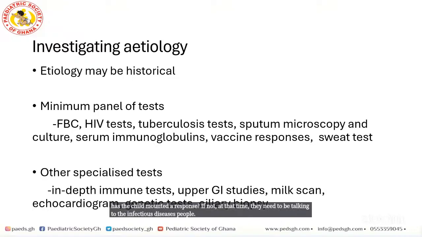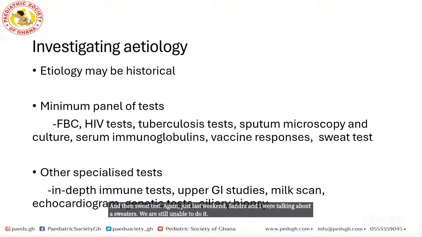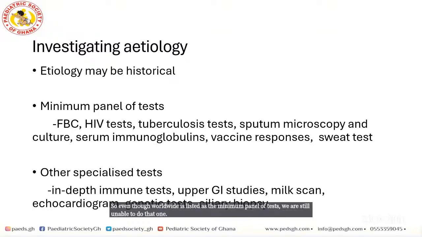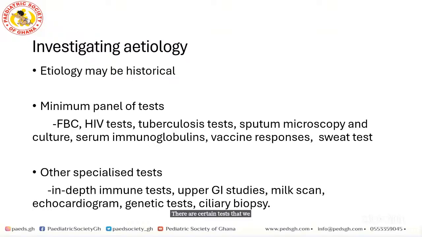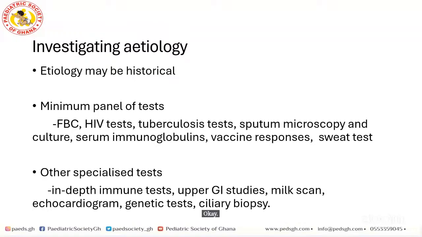And then sweat test. Again, just last weekend, Sandra and I were talking about a sweat test. We are still unable to do it. So even though worldwide it is listed as the minimum panel of tests, we are still unable to do that one. But there are certain tests that we can use in lieu of the sweat test. But I would just like to emphasize again that at this point, or even before you get to this, once you do your full blood count, HIV, TB test, okay, please begin to talk to a pulmonologist or at least a pediatrician. Then there are other specialized tests that we can do.